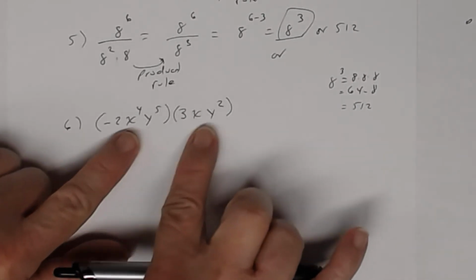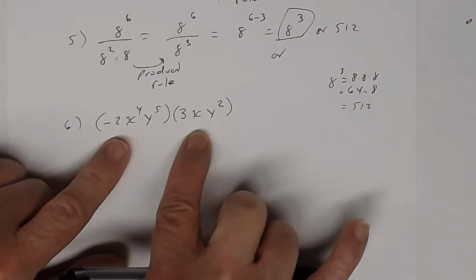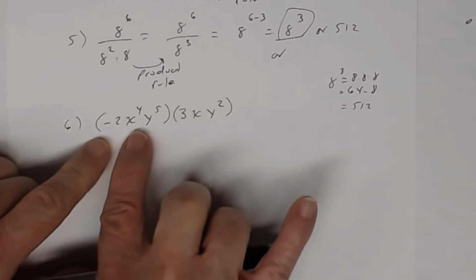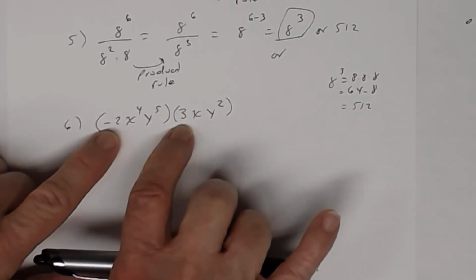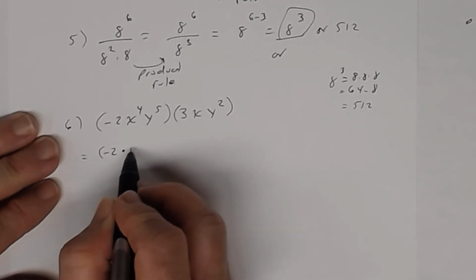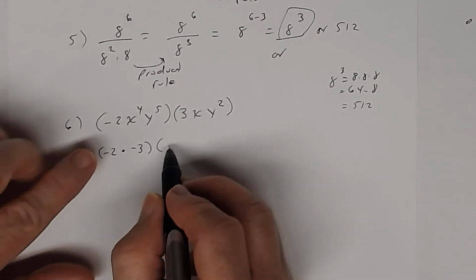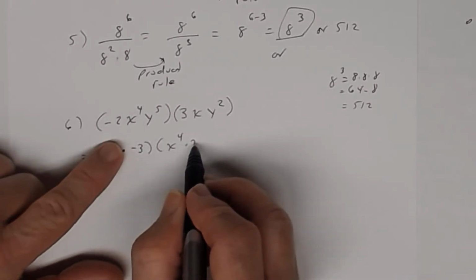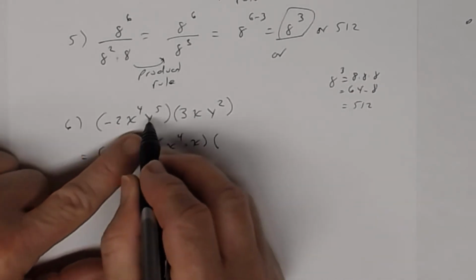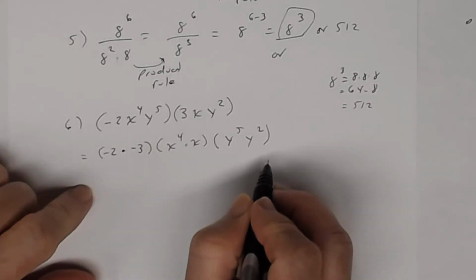So I have 2 sets of expressions in parentheses. So I have this times this in parentheses. 2 sets of parentheses. And let's put the coefficients together. So I can write this as negative 2 times a negative 3, right? And then I can put the x's together, x to the 4th times this x. And then I can put the y's together, y to the 5th times y squared. Okay?